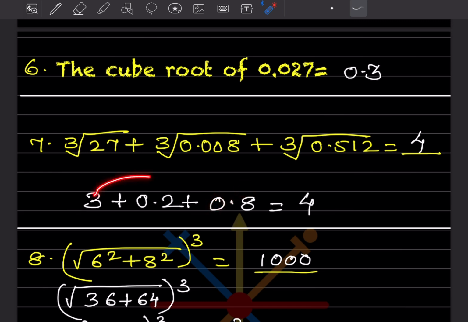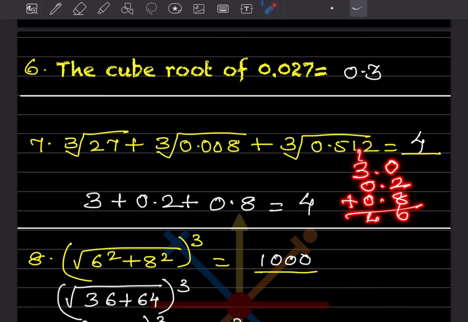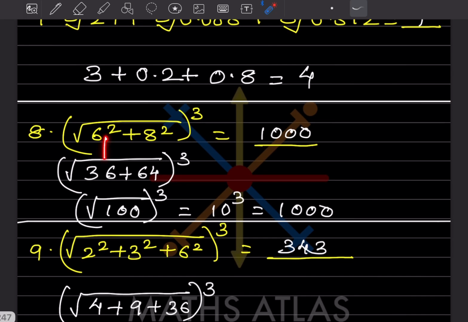Later on, we are going to add it because this is addition. So 3 we can write as 3.0 because we have here 0.2, so it becomes easy to add. So this will be 4.0, that is 4. For this one, we can write 36. This we can write as 64. And the square root as it is, and this will be 3. So when you add this, that is going to be 100.